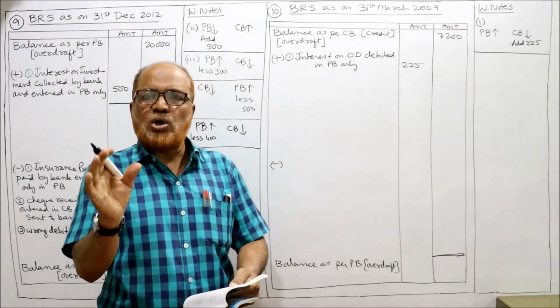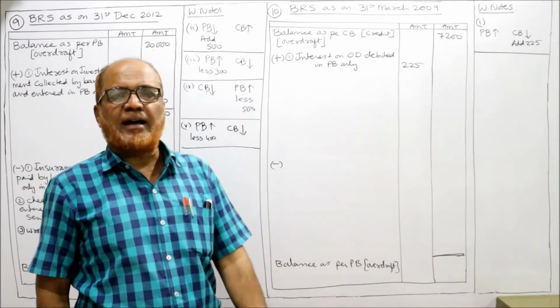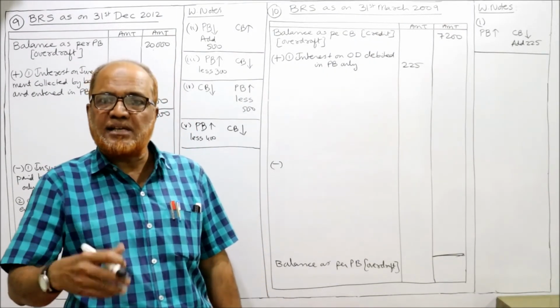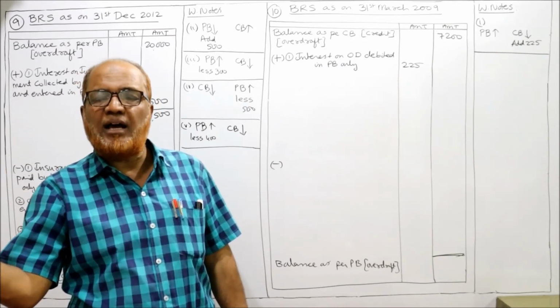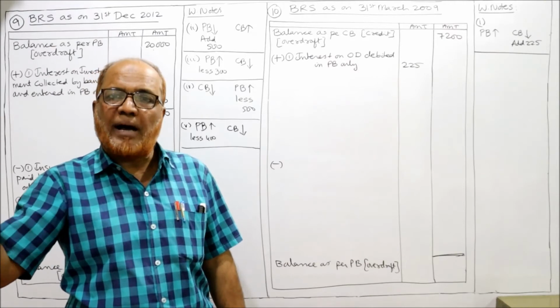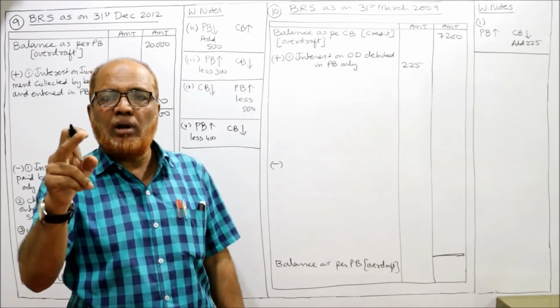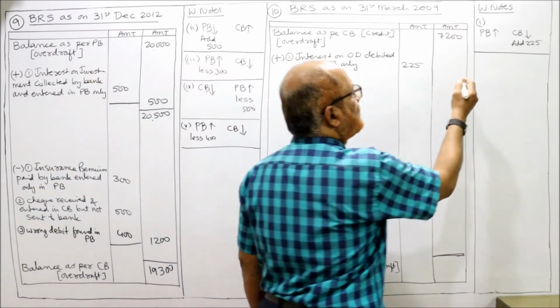Second, interest on investment collected by the bank, 1200. This is exactly opposite. Interest on investment collected by the banker, so passbook will be credited. The overdraft as per passbook will come down.